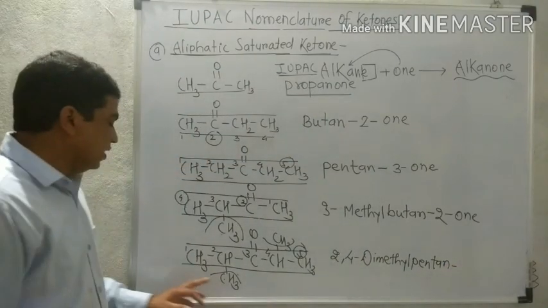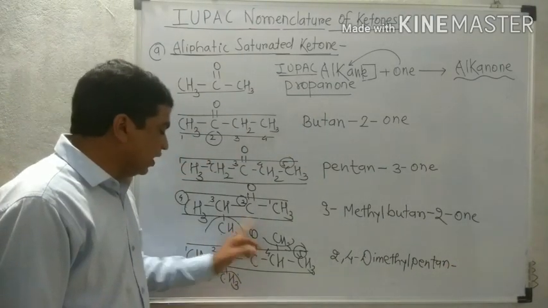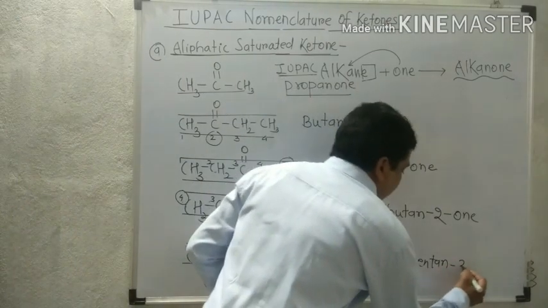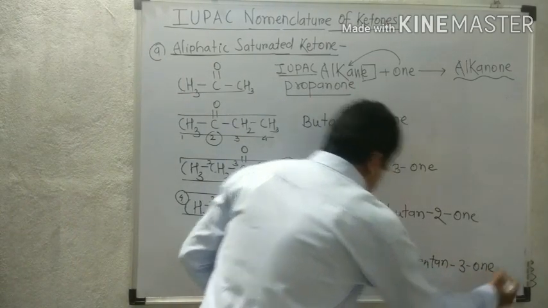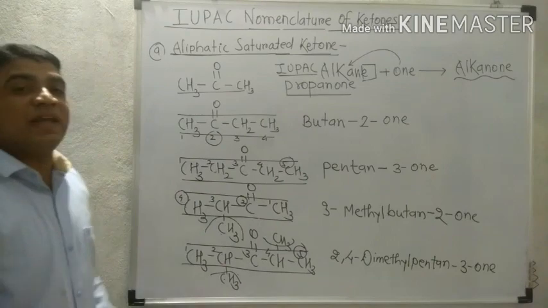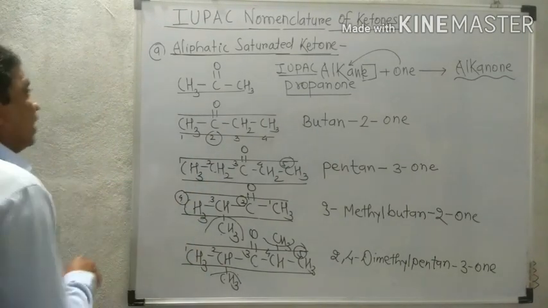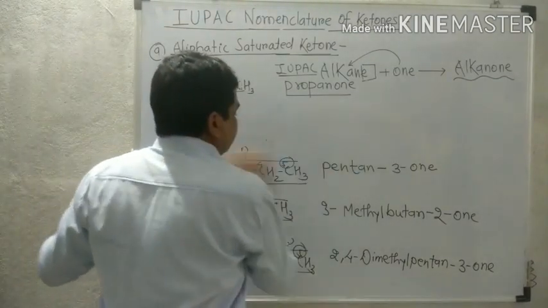And here the C=O double bond is located at the third carbon. Therefore, it is 2,4-dimethylpentan-3-one. Again, some example.